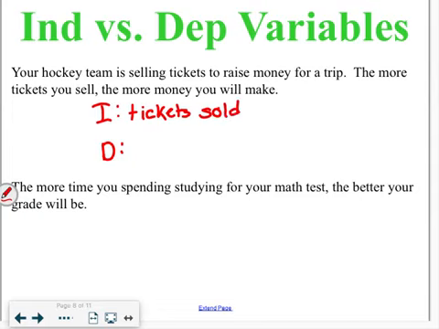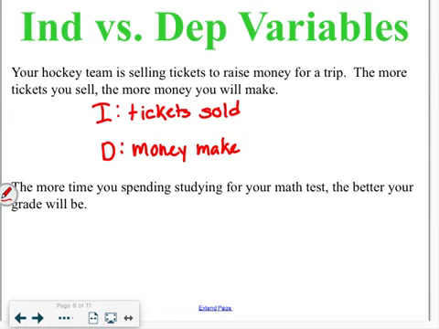You decide how many tickets you sell. Based on the number of tickets you sell, that'll determine how much money you make. So the more tickets you sell, the more money you make. The less tickets you sell, the less money you make.